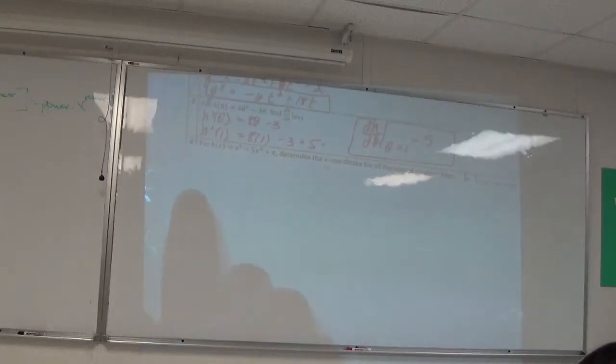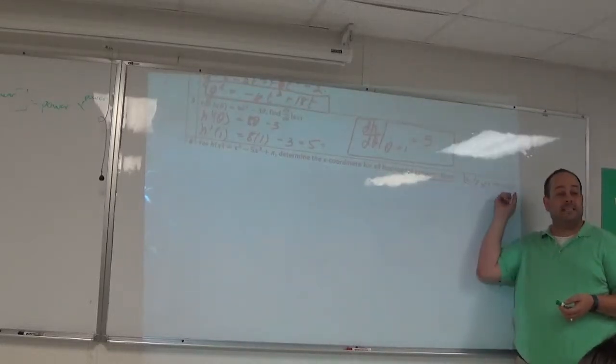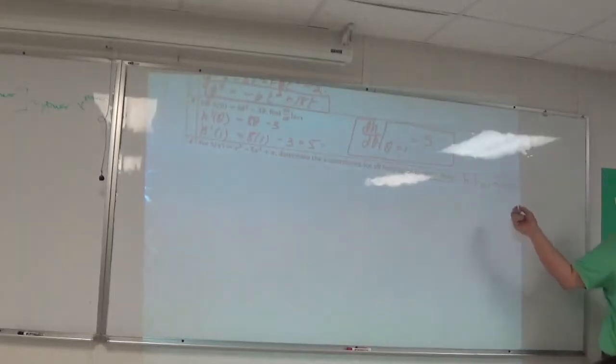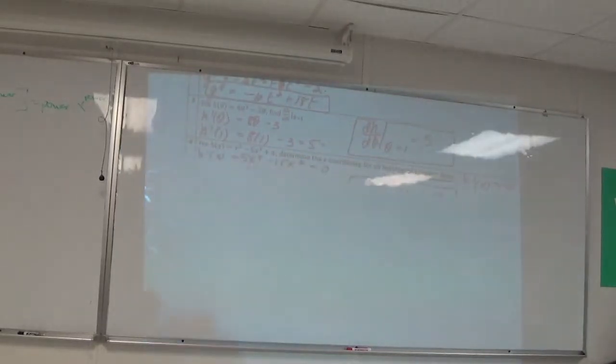Okay. h of x is this function over here. Determine the x-coordinate of horizontal tangent lines. Little note to myself, horizontal tangent line means h prime, the derivative, has to be equal to 0. So I'm going to find the derivative, set that equal to 0, and then your calculus is done.